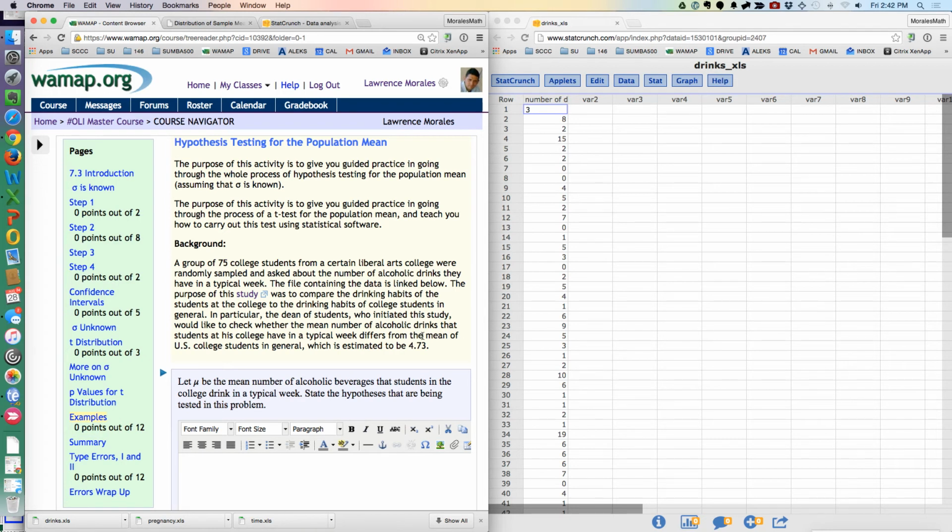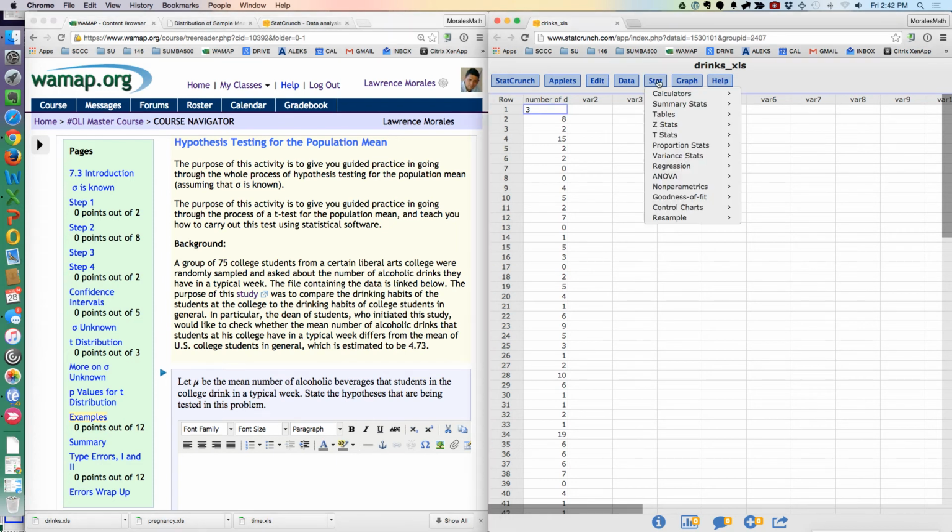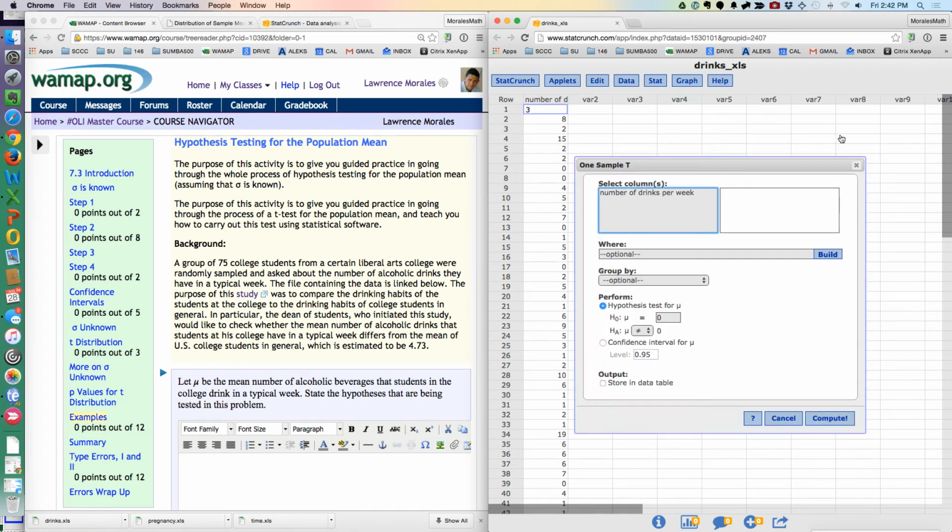So in this particular case, we're going to have to use the t-test because we do not know the population standard deviation. So over here in StatCrunch, we'll choose from the Stat menu the T stats to use the t-distribution. We have one sample, and of course we have data rather than a summary. The number of drinks per week is the variable that we're using, so we'll select that. Notice there's nowhere to input a standard deviation value like there is in the z-test, because that's going to be computed for us here with the data.